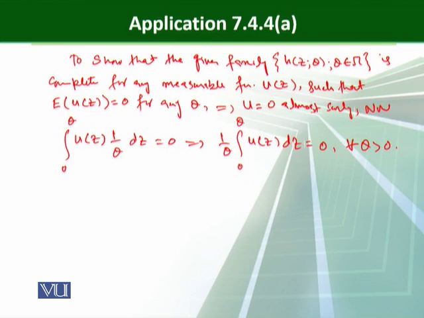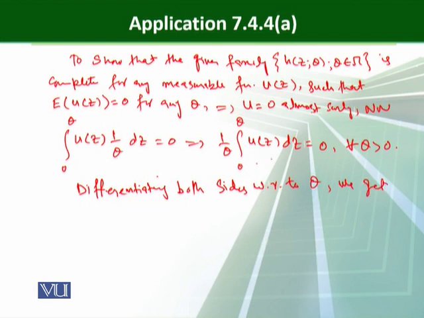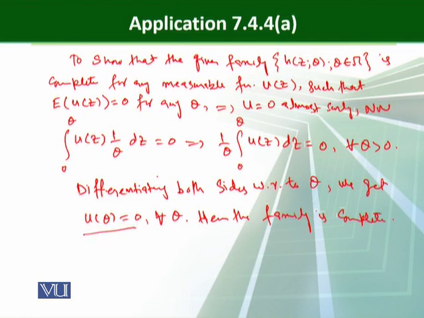So differentiating both sides with respect to theta, we get u of theta equal to 0 for all theta, and hence the family is complete. Actually, that is what we want to show, and that can easily be found from here by differentiating this; the right side goes to 0.